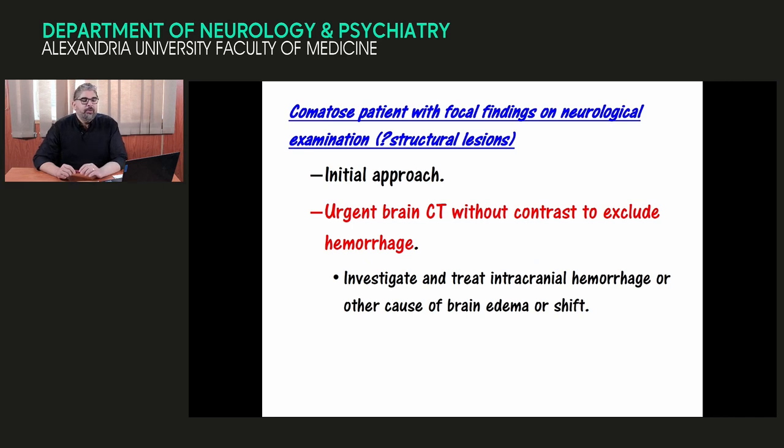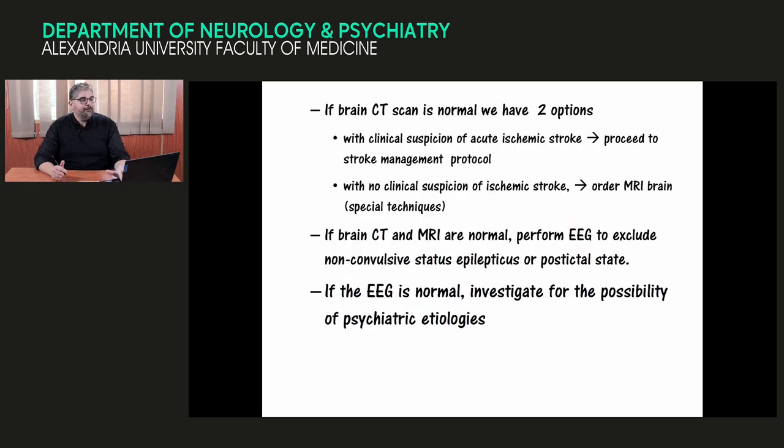In a comatose patient with focal findings, as we said, or when we are suspecting a structural lesion, also after the initial approach, the first priority is to urgently do a brain CT imaging without contrast to exclude hemorrhage and structural causes, and then we are going to investigate for other causes.